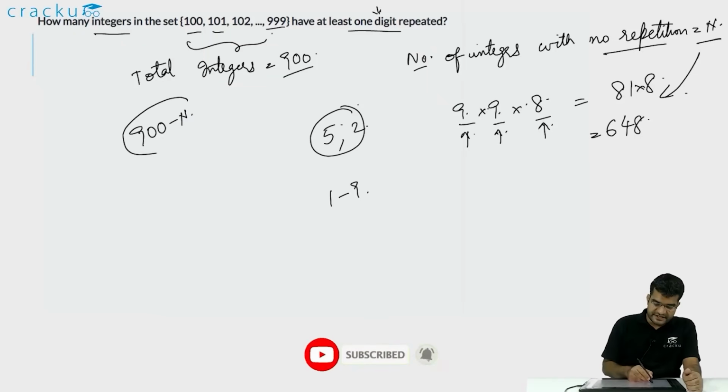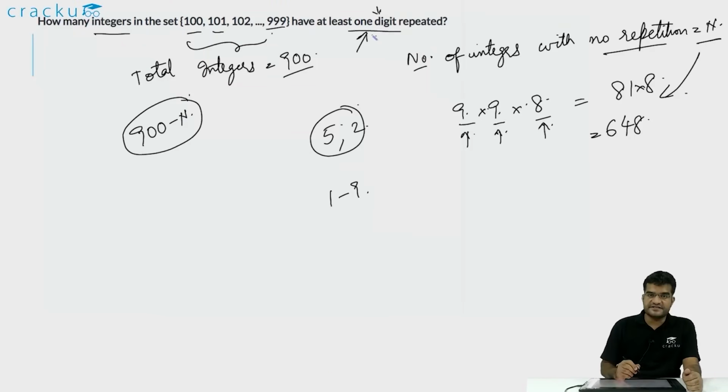So how many integers are there which have at least one digit that is repeated? It will equal 900 minus 648. This will equal 252. That is the answer.